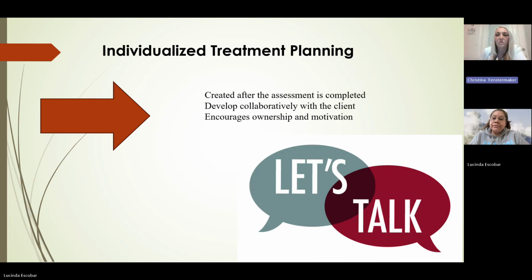Okay, so next we are going to talk about individualized treatment planning. After assessment, the counselor and client work together to create an individual treatment plan. This collaborative approach helps the client feel involved and motivated in the treatment plan. The plan is based on the client's specific needs, goals, and strengths, and it can be changed as the client progresses as well.